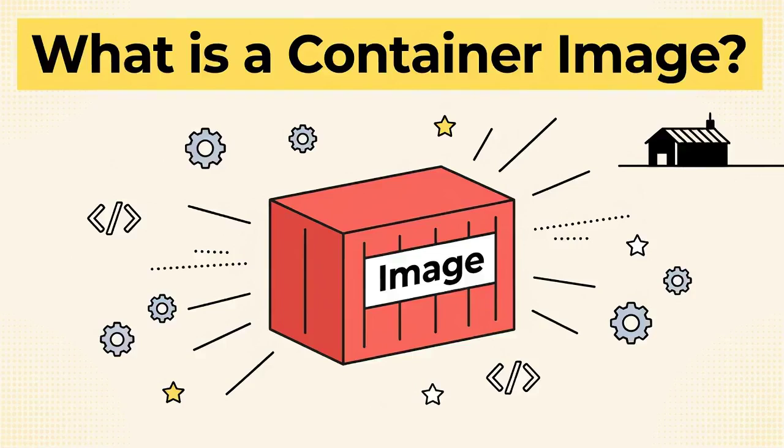A container image is the immutable blueprint of an entire application. Think of it as a standardized shipping container, holding everything the software needs to run. Code, libraries, dependencies, and configuration, all sealed into a single, portable unit.